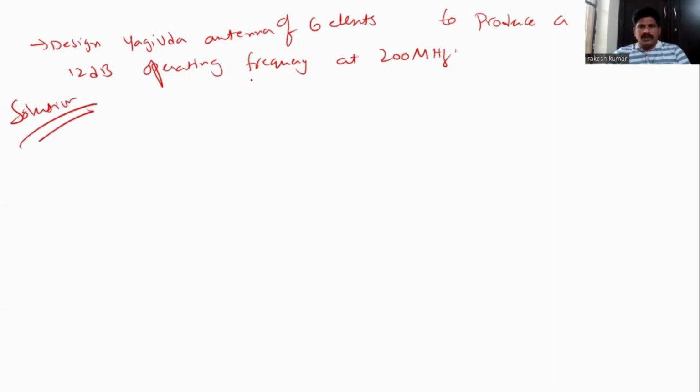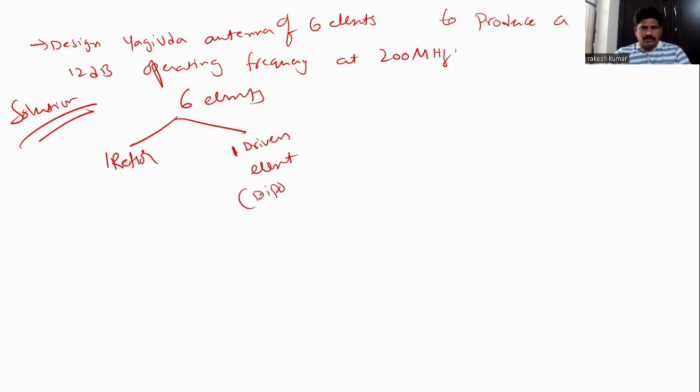Okay, so how many elements are there? They have told that there are 6 elements in total. What are the 6 elements? We will have only one reflector, one driven element, or we can call it a dipole, and the remaining are directors. 4 directors. So one reflector, one driven element, and 4 directors.